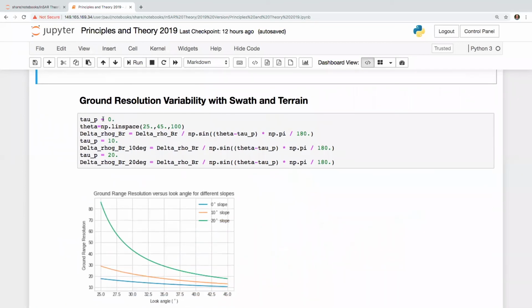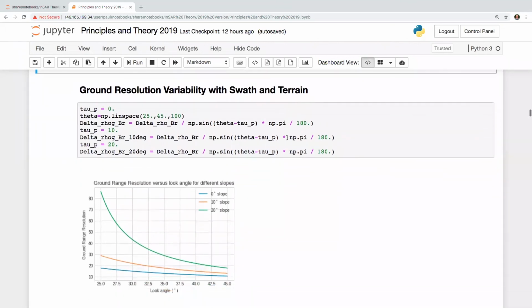So you can do this calculation yourself and play with it as you like. I've defined three different slopes of the ground here: 0, flat, 10 degrees, and 20 degrees. I created a vector of angles here going from 25 to 45 degrees. And then I just applied the formula 3 times. It's not the most elegant Python code, but it works. 3 different curves, 0, 10, and 20 degrees, same formula, and this is just converting from degrees to radians.